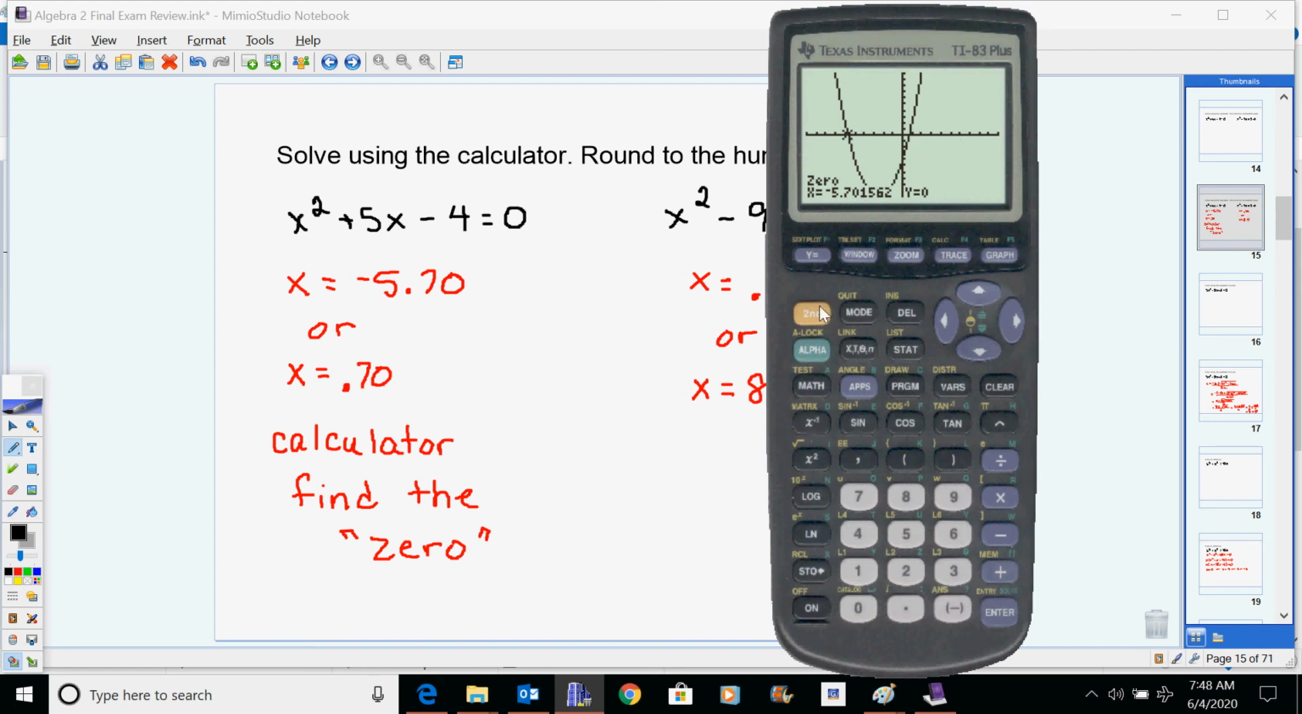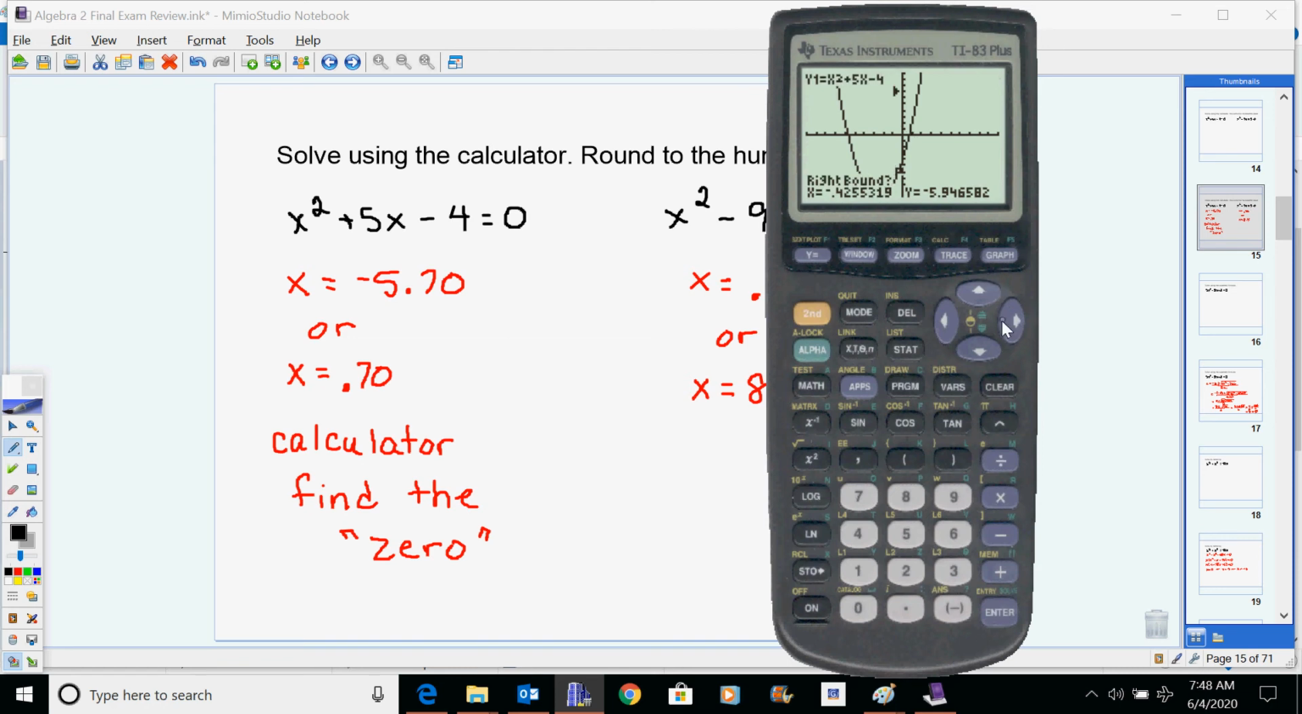There's another one. You have to repeat the process. Second calc 0. So I need to move over close for my left bound. I want to be to the left of the second answer. Okay, here I am. See my cursor. Here's my second answer, and I'm to the left of the second answer. I want to hit enter.